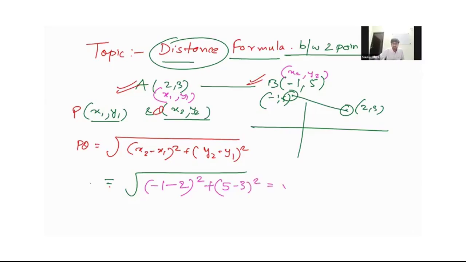So it will be minus 1 minus 2, that is minus 3 squared, which is 9, plus 5 minus 3, which is 2 squared, that is 4. So it will be written as square root of 13 units. Since it is distance, it will always be a positive number. In this way we find the distance between 2 points. This is your distance formula, and there are many applications using this.